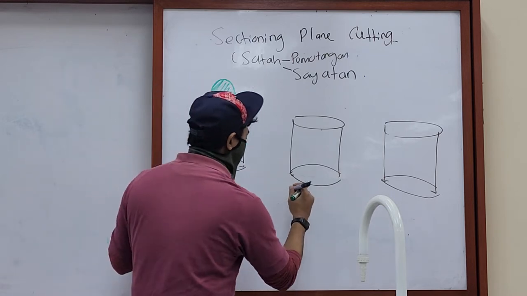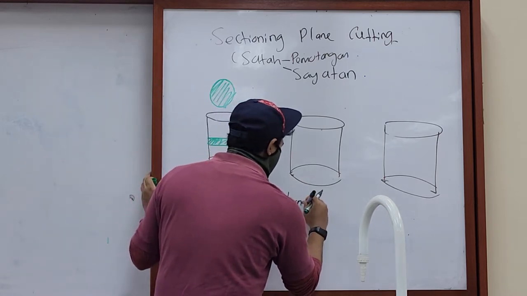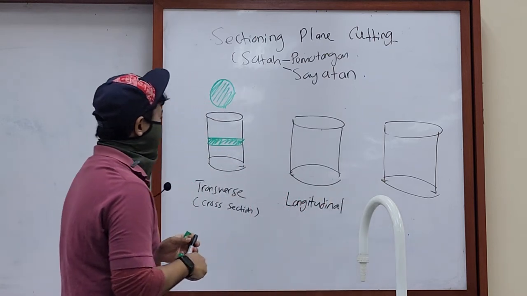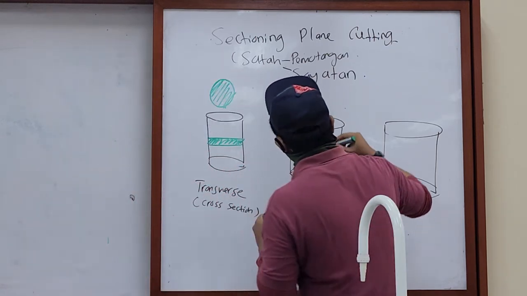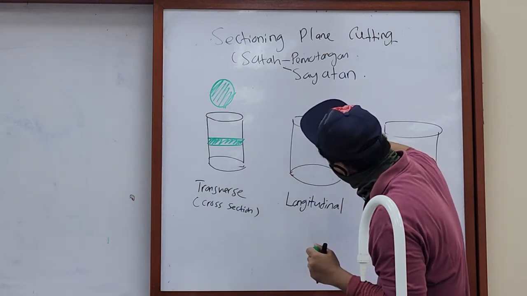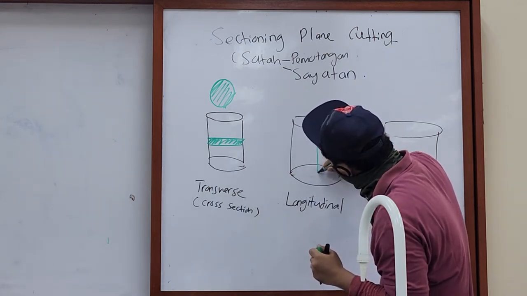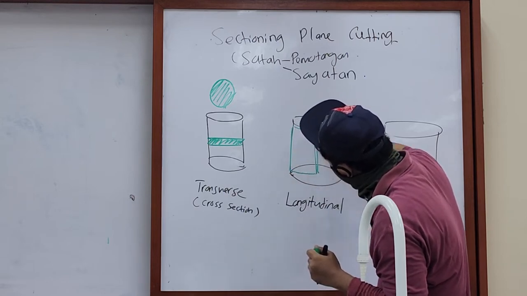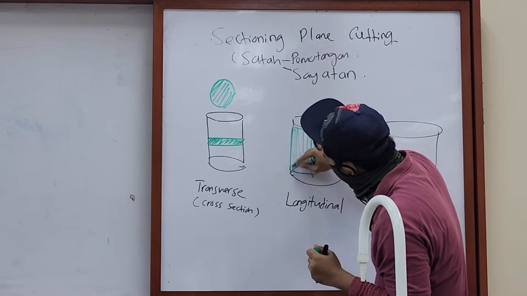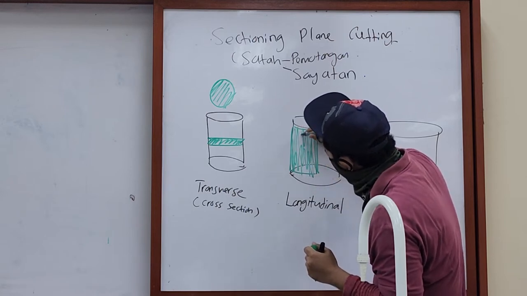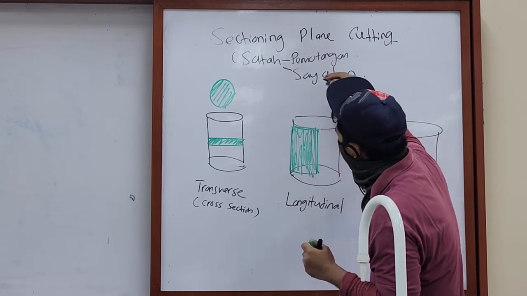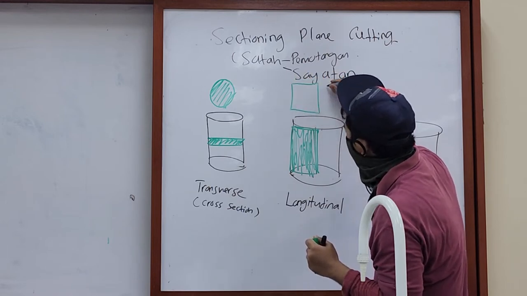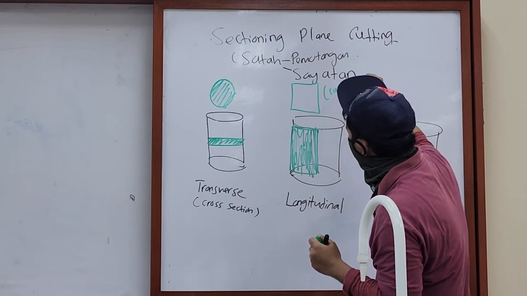And then you have longitudinal. So that actually got here all the way, and then So you're going to get a piece of it, like a cake. Cake piece.